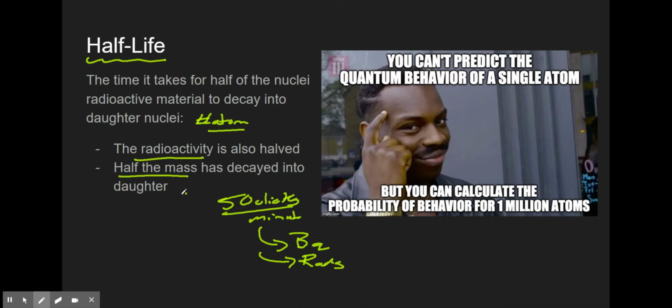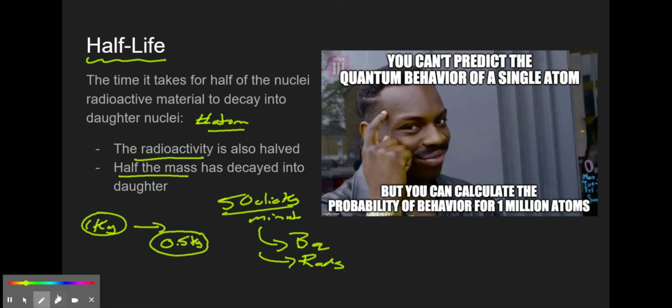The mass will also decay to the daughter. So if we start with 1 kilogram of a radioactive isotope and wait for a half-life, we would expect to see 0.5 kilograms still being radioactive. But that's not the end of the story. Half of that material is still there as the daughter nuclei. So we still have a whole kilogram. So a total of 1 kilogram here, total of 1 kilogram at the end.